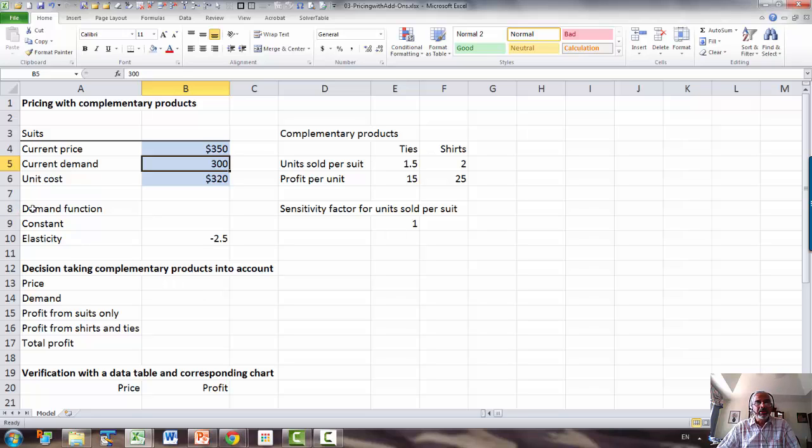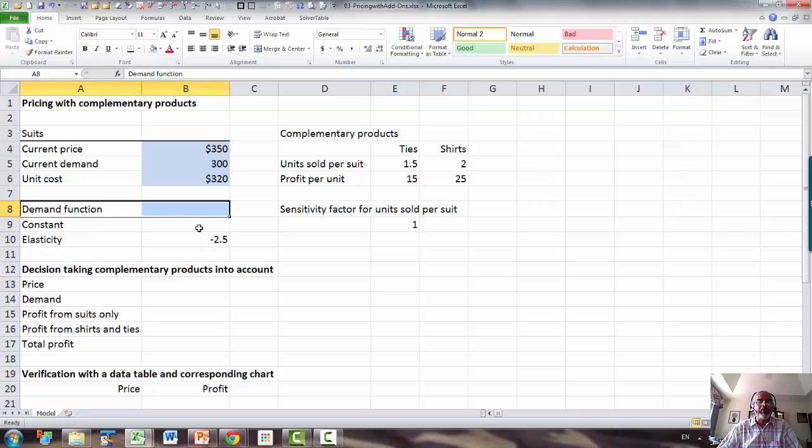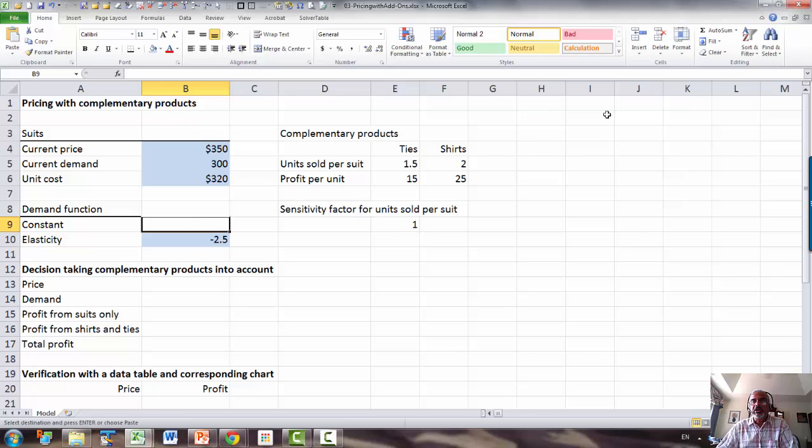Okay, now we need at least 2 points to be able to generate the parameters for the demand function, but here instead of the second point we are given that the elasticity is minus 2.5. So given the elasticity, we should be able to figure out what the constant value is going to be for the primary product. This is for the suits. So let's look at how we are going to generate the constant.